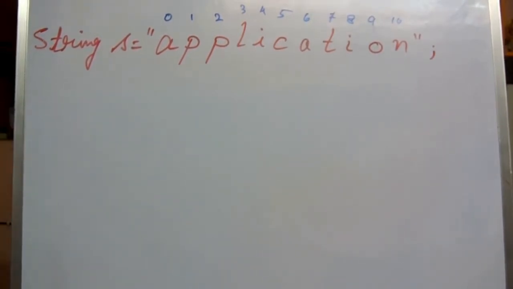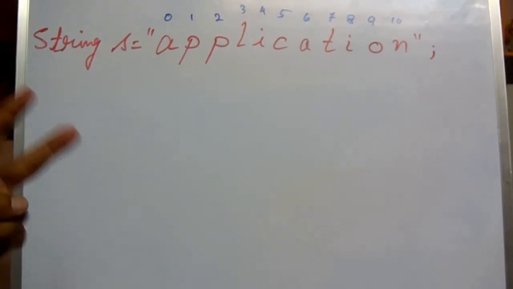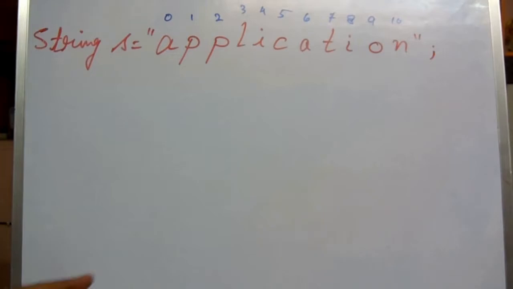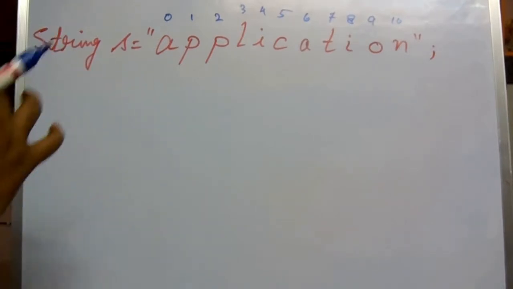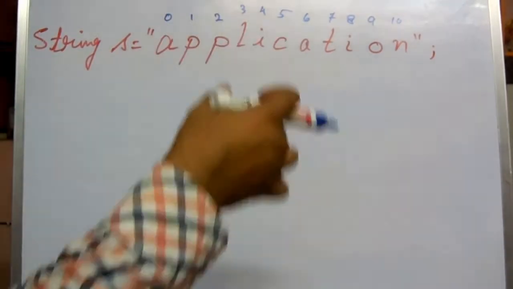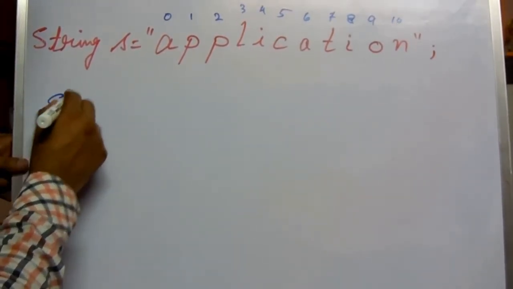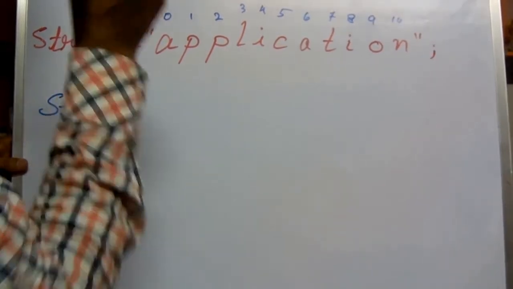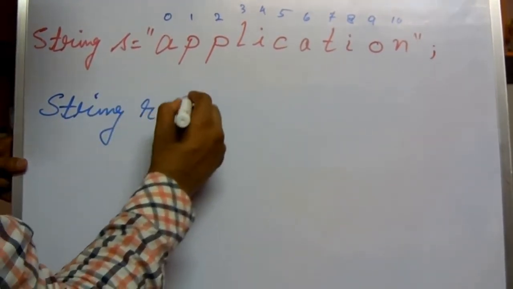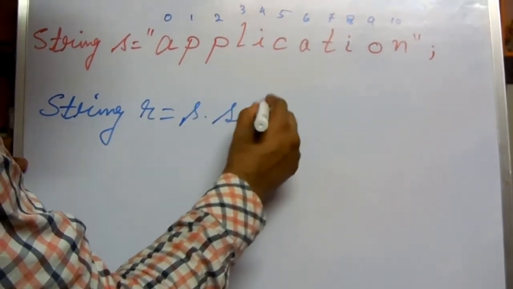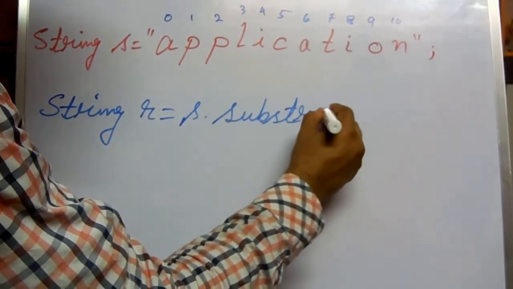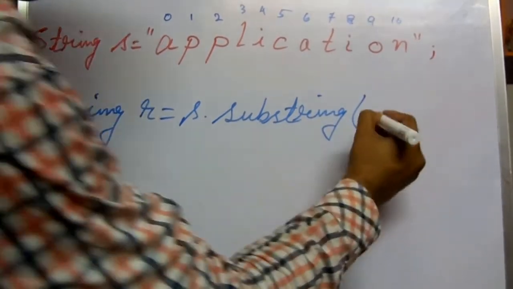Remember one thing, the substring method can be used with 2 arguments or 1 argument, and their functionality is of 2 different types. One after another I will show. First I am showing the substring method with 1 argument. The return type of substring is string and the argument is an integer. Because it returns a string, I am taking one more string variable: String r = s.substring(5).